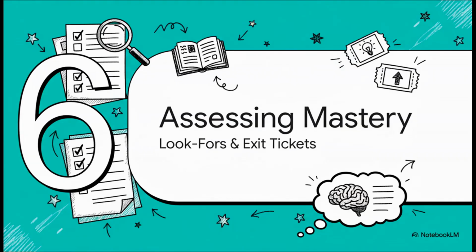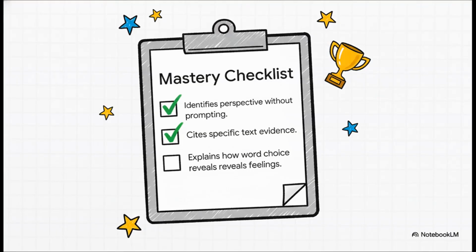And that brings us to our final and maybe most important step, assessment. How do we actually know that our students have mastered the skill and are ready to apply it on their own? Think of this slide right here as your mastery checklist. When you consistently see and hear your students doing these things without your help, you can feel really confident that they've got it. They're not just finding the perspective, they're explaining it and defending it with evidence.